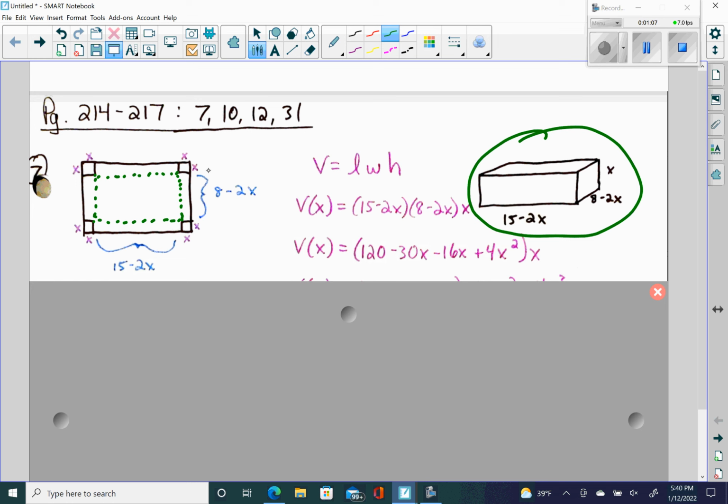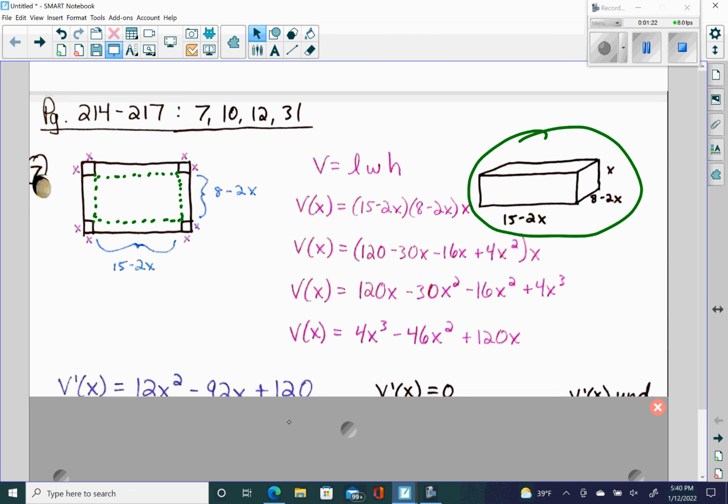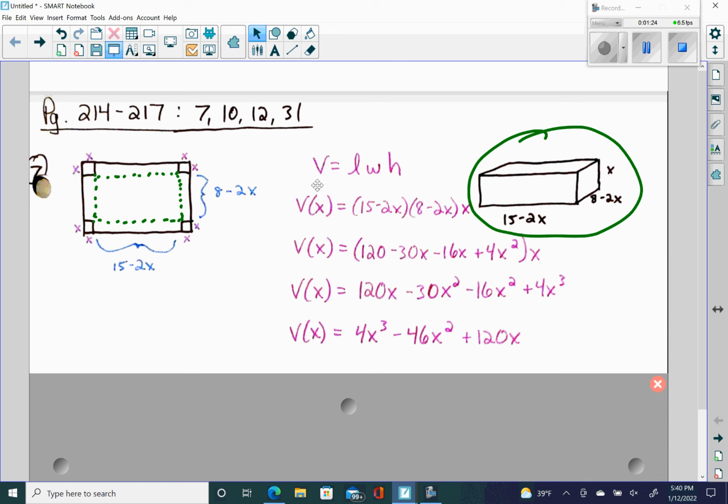So originally it measured 8 by 15, but if we're cutting off x inches from each end, that now becomes 8 minus 2x, which would be our width. 15 minus 2x would be our length, and then x would be the height of the box. So the formula for volume of a box, or a prism, is just length times width times height. So I just multiplied the three dimensions together and then expanded it. I called it V of x, and it ultimately turns into 4x cubed minus 46x squared plus 120x.